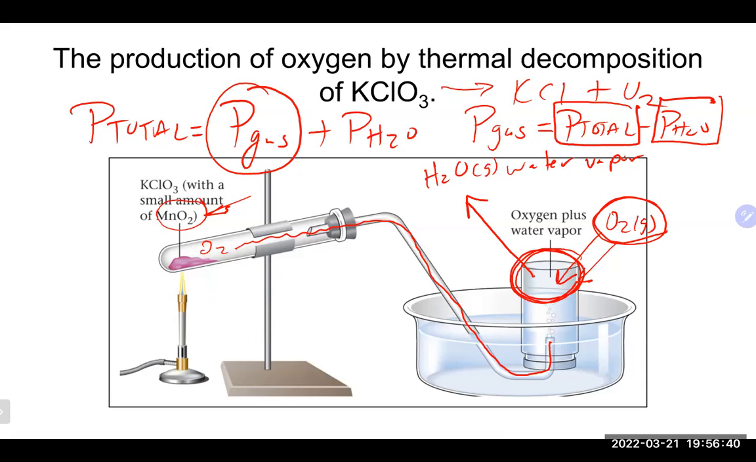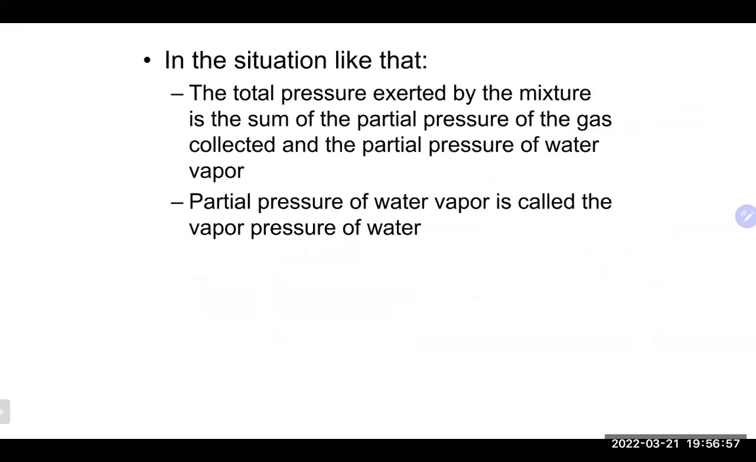And this sort of correction is sometimes referred to as getting the pressure of the dry gas, because we're subtracting off the water component from it. And so it really is a partial pressure situation. An easy way to figure out the pressure of the gas you're interested in is just subtracting off the water vapor from it.